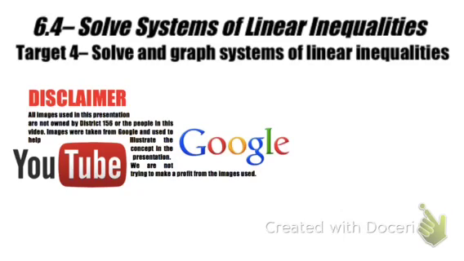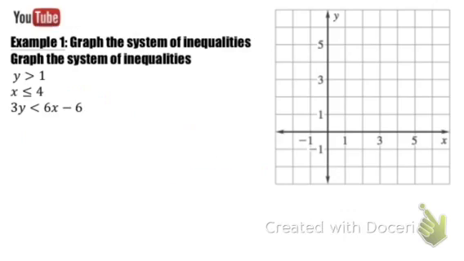Alright, so now that you've learned how to graph inequalities, in this lesson you will solve and graph systems of linear inequalities. So in this example, we have three inequalities that you have to graph and shade to figure out what the solution would be. Each inequality will be color-coded, where the first inequality is red, second is blue, and the third is green.